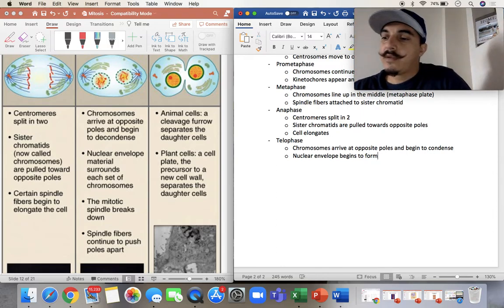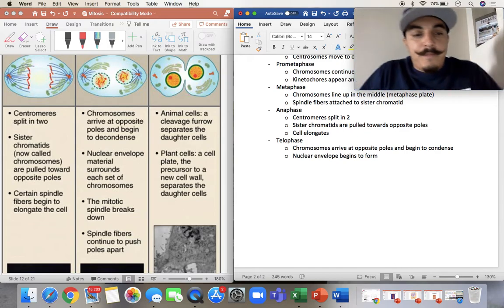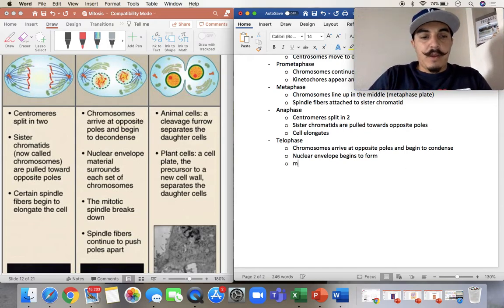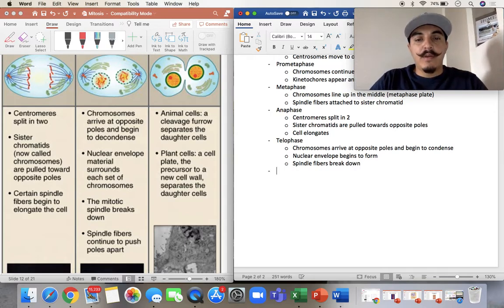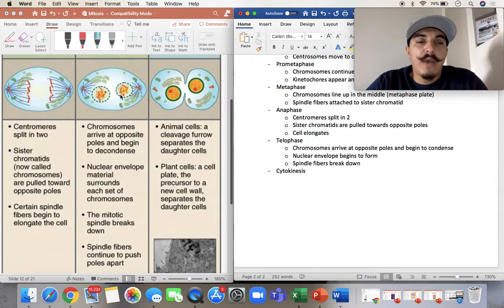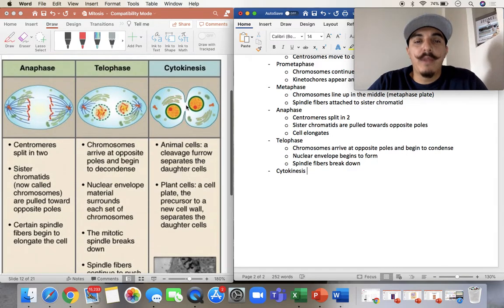Back to the phase, spindle fibers break down. Cool. And the last one, kind of a subphase, is cytokinesis. The reason they separate it is that in telophase you still have kind of the whole cell. So telophase is the separation of the two and the building of the envelope, the membrane around the nucleus. In cytokinesis, you're splitting the cell in two. So that's the cell splitting in two already.